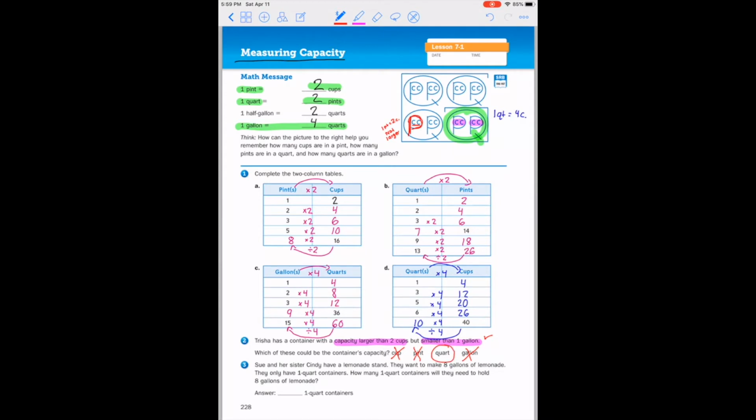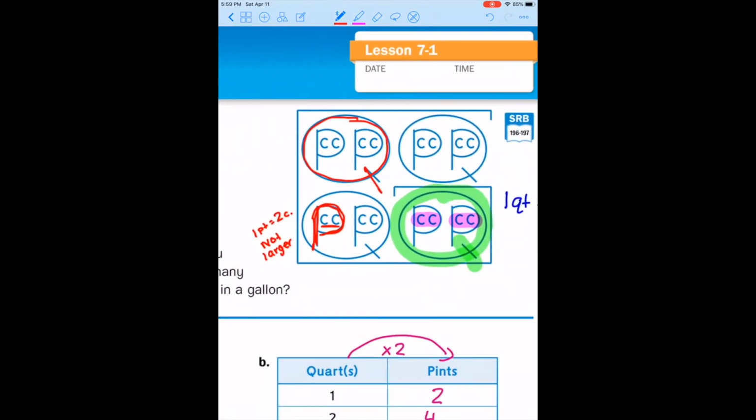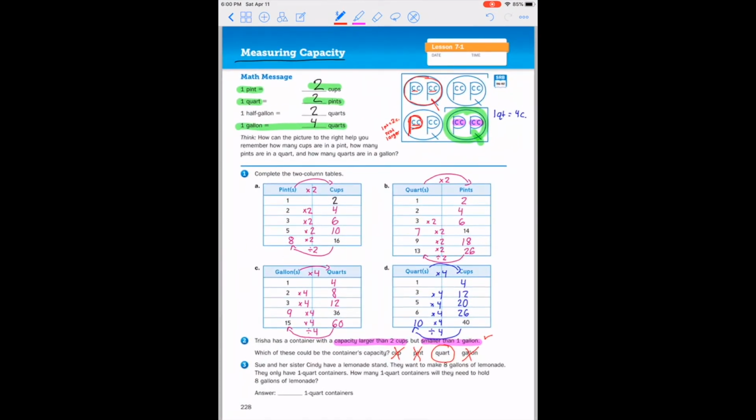So that must mean quarts. So let's look at a quart really quick. So here's the Q. And it's smaller than a gallon because it fits inside the G, but it's bigger than 2 cups because a quart is actually 4 cups. So the answer is quart.